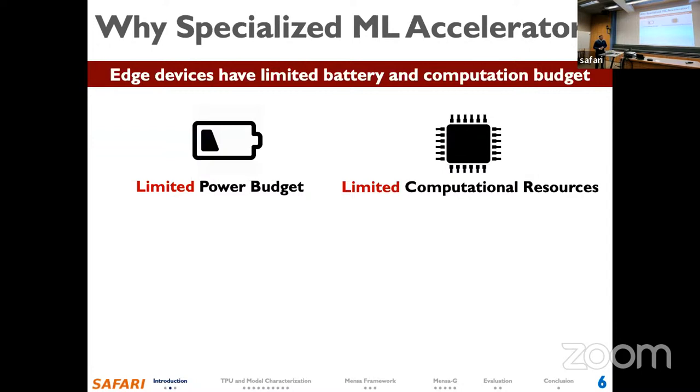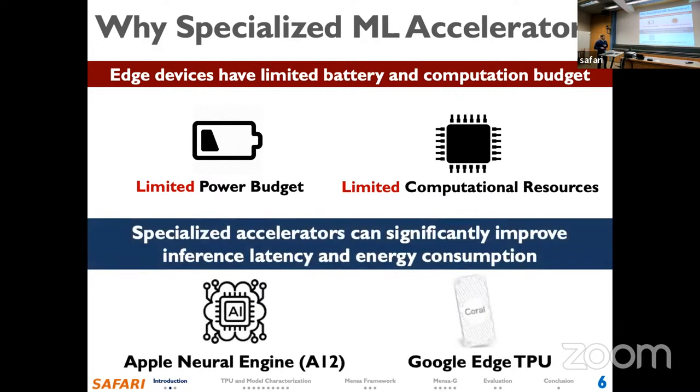However, if you try to do neural network inference in a baseline CPU in edge devices, you are going to hit some problems because, as we know, an edge device like your phone or your tablet has a limited power budget and also limited compute resources that are not tailored to doing neural network inference. So to solve this problem, many companies right now have started introducing neural network accelerators in their edge devices, specifically to do neural network inference.